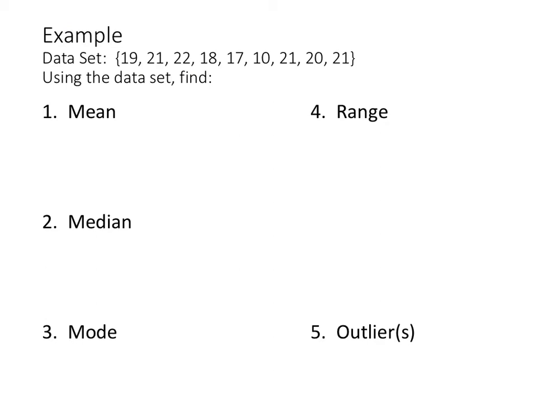Okay, so given the data set, we want to be able to find these five different values: mean, median, mode, and range, and then potentially identify if there are any outliers in the data set. The first thing that I'm going to do is the median, just because it's going to require me to put this in order. So the first value would be 10, the next value would be 17, and so on. Now, these don't have to be done in any particular order, but the idea is that we're still using those.